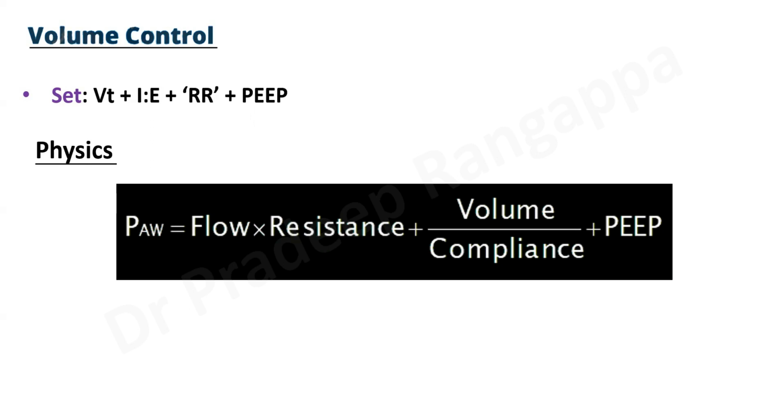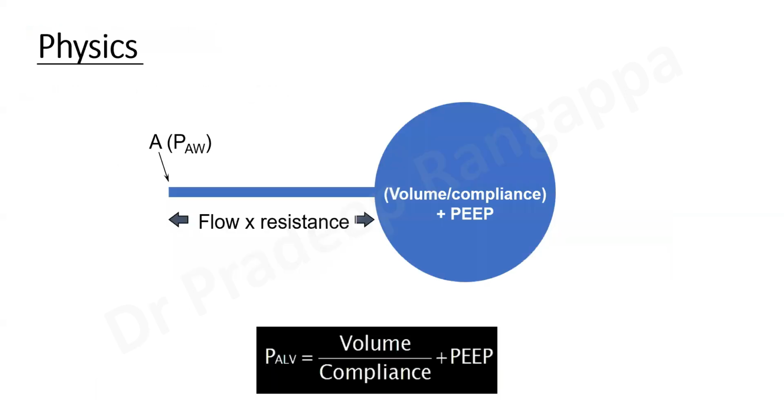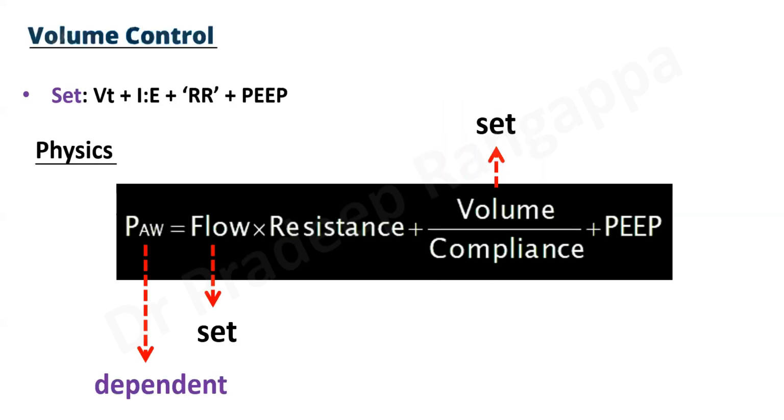And there are only a few variables you have control over in the ventilator because you cannot set the resistance. Resistance is determined by the intrinsic nature of the lung. Compliance is determined by the intrinsic nature of the lung. So from the ventilator we have control only over the volume, the flow, and the PEEP. So your airway pressure is dependent on three things that we can set: the flow rate, the volume, and the PEEP, but we do not have control over resistance.